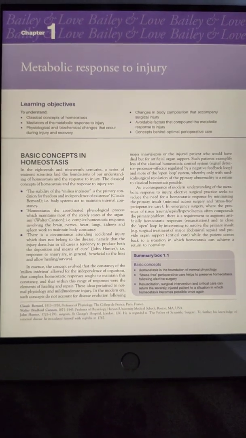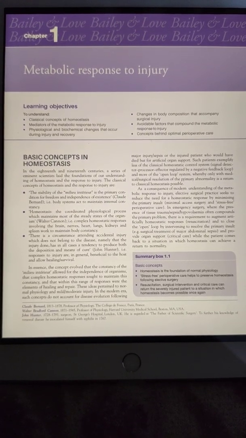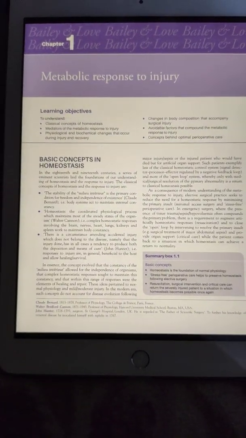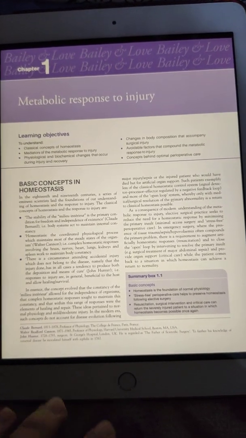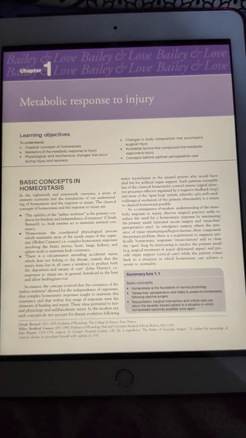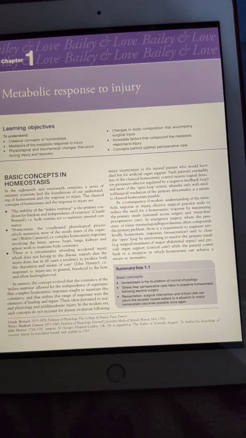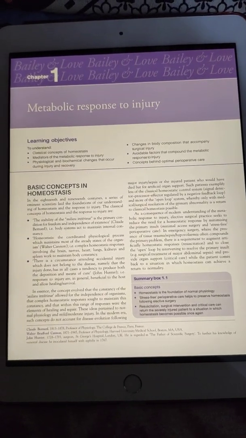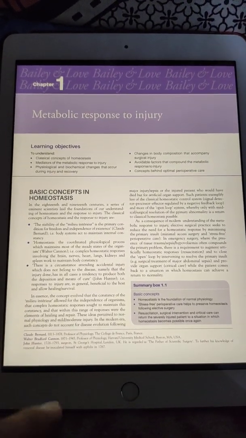Let's start the short summary of Bailey & Love, 27th edition, starting with Chapter 1, that is the metabolic response to injury. The most important concept of this chapter is to understand what homeostasis is. It means that in normal injury, if there is no intervention, the body will compensate for any injury and try to restore it to the normal level. But in the current day and age, with aggressive resuscitation and hospital measures, the old definition of homeostasis as a closed loop does not stand.